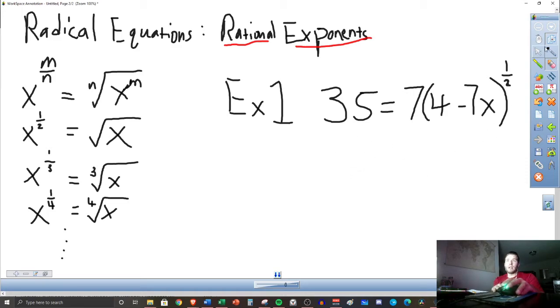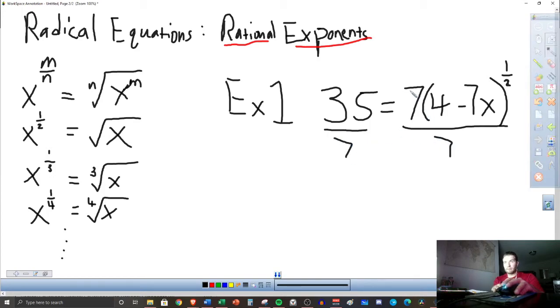We want to get this 1/2 power by itself. So I'm going to divide both sides by 7. So 35 over 7 is 5.